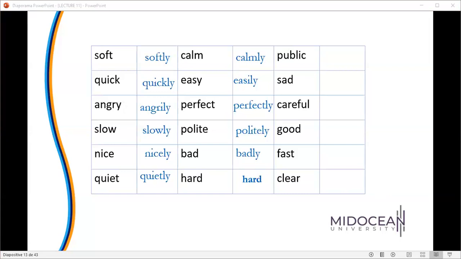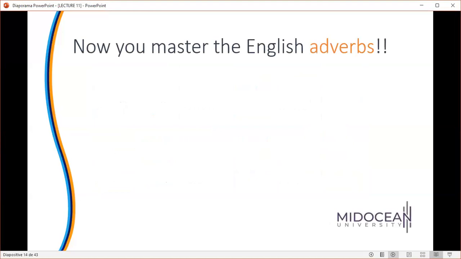Clearly. Ok. Public, so adverb publicly. Sad, sadly. Careful, carefully. Good, so here, faites attention, so good, it's a regular here adverb, so here, well, okay. Fast, fast, and clear, clearly, okay. So check your mistakes, please. Okay, I think now you master the English adverbs. Thank you for participating.